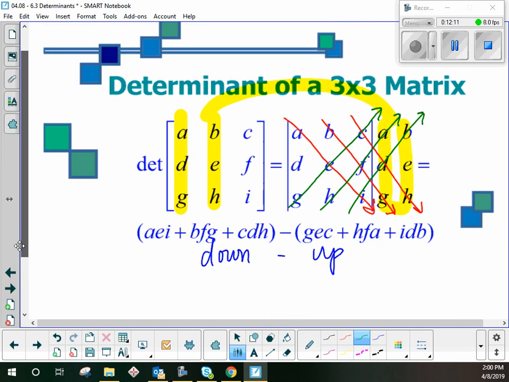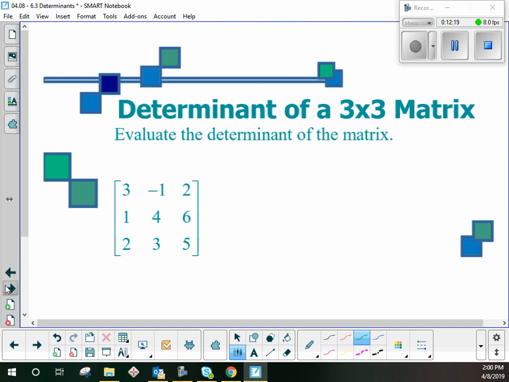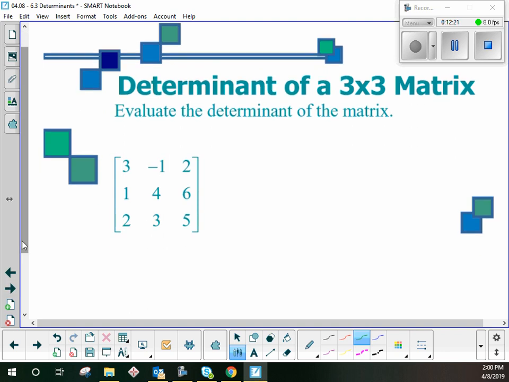Okay. Does anybody need this up anymore before we do the example problem? So we've got this 3 by 3 matrix. It says evaluate the determinant. Evaluate means find the value of the determinant. What was the very first step that we just talked about in the last slide? Perfect. Take the first 2 columns and write them out here.